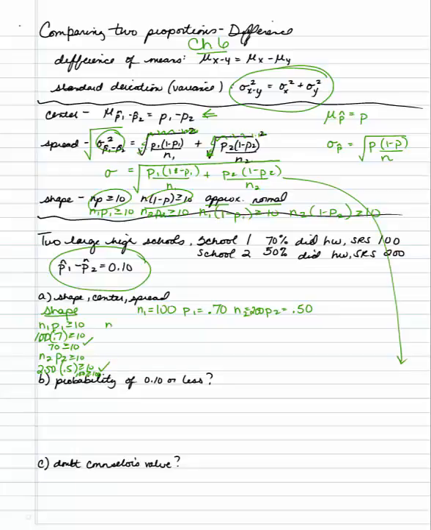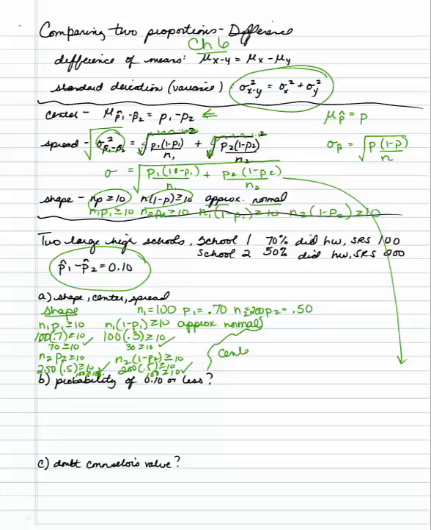That works. N1 times (1 minus P1) is 100 times the opposite of 70, which would be 30, and 30 is greater than the threshold, so that works. And N2 times (1 minus P2) is 200 times 0.5, so we're going to get the same answer as the last one, 100. Check mark. So the shape is approximately normal because of that work.